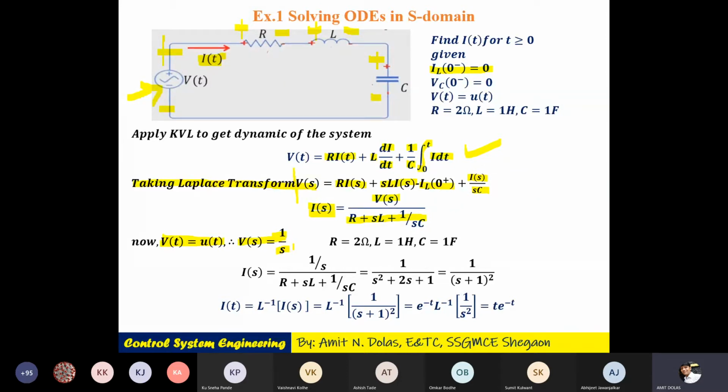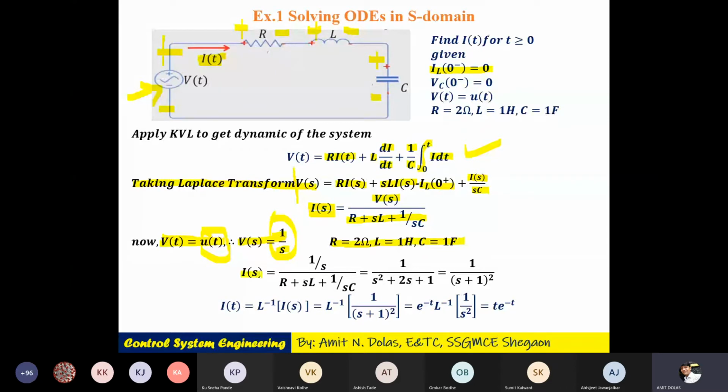So make a printout of the previous 2 lectures so that it will be easy to understand, because every time I will not go back to the previous lecture. So the Laplace transform of u(t) is 1 by S. So V(S) will be 1 by S. These are the values: R is 2 ohm, L is 1 H and C is 1 F.